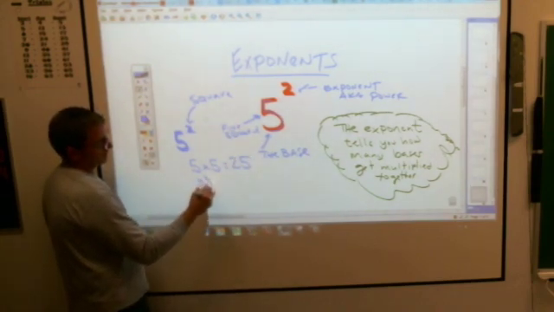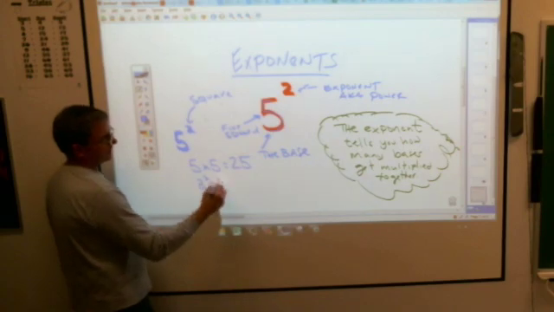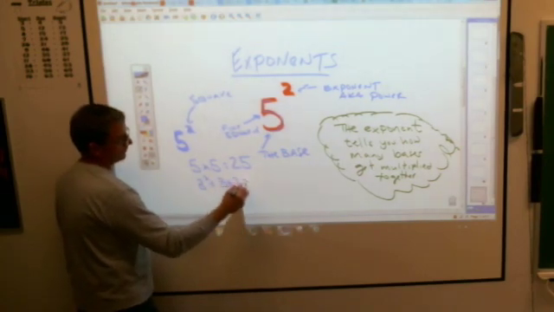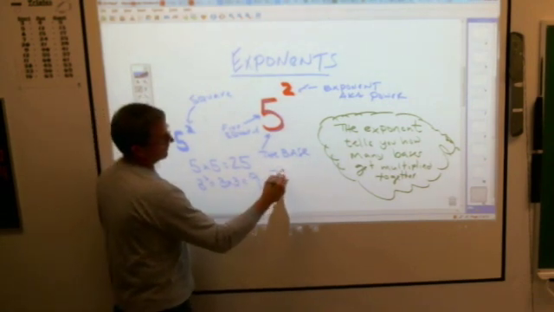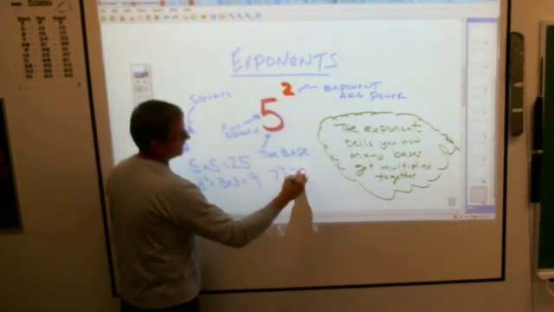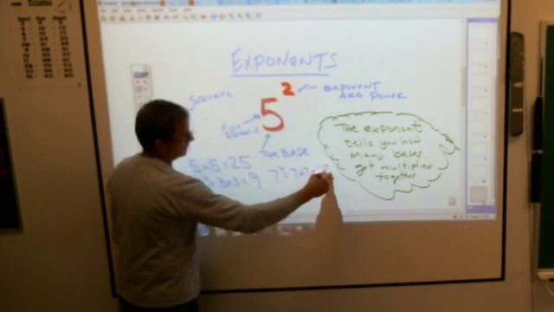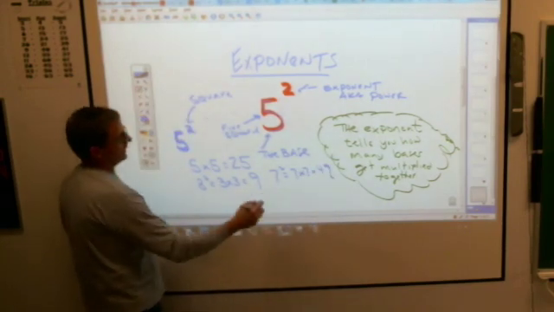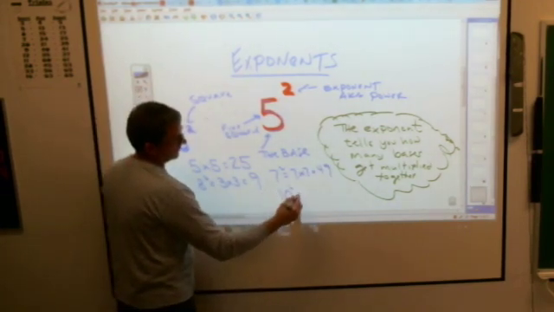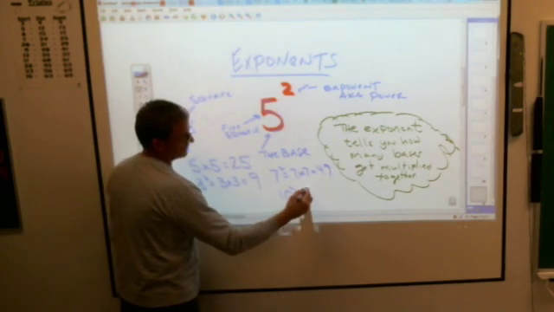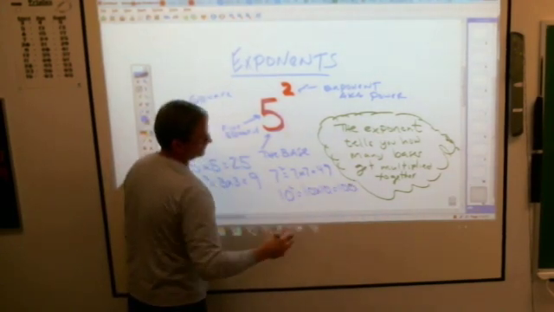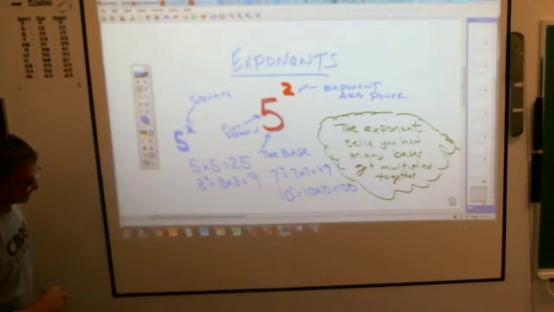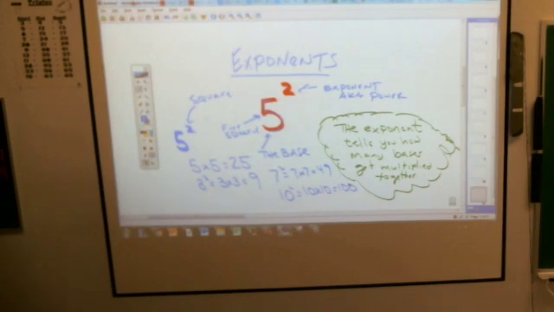3 squared is not 6, it is 3 times 3, which is 9. 7 squared is not 14, it's 7 times 7, which is 49. 10 squared is not 20, it's 10 times 10, 100. Got that? Welcome to the world of exponents.